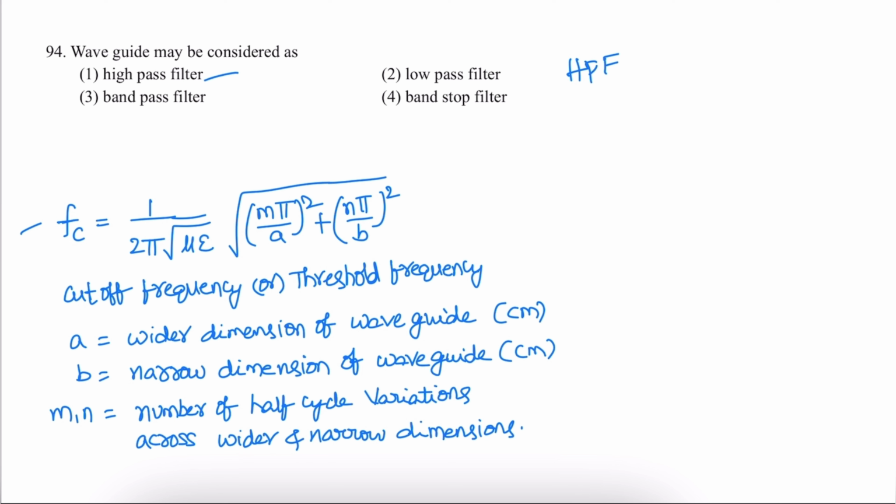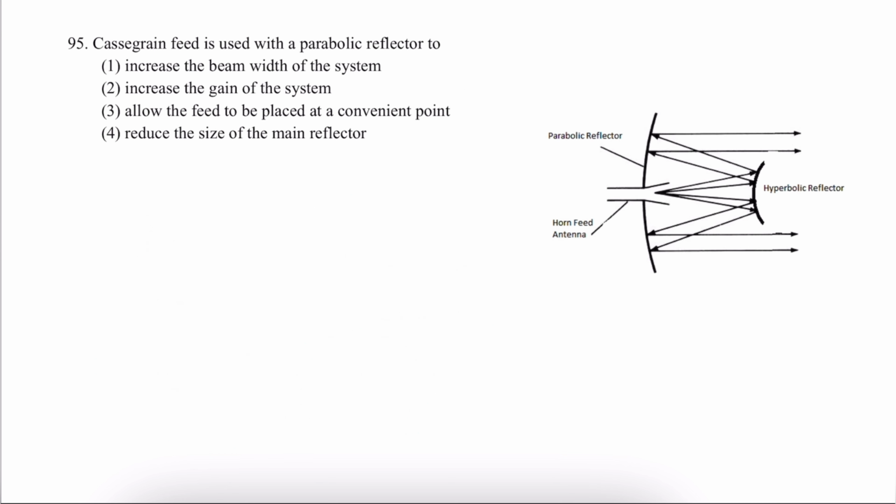Option 1. Next question. The Cassegrain feed is used with the parabolic reflector to increase the beam width of the system, to increase the gain of the system, to allow the feed to be placed in a convenient point, or to reduce the size of the main reflector. The correct option is 3.